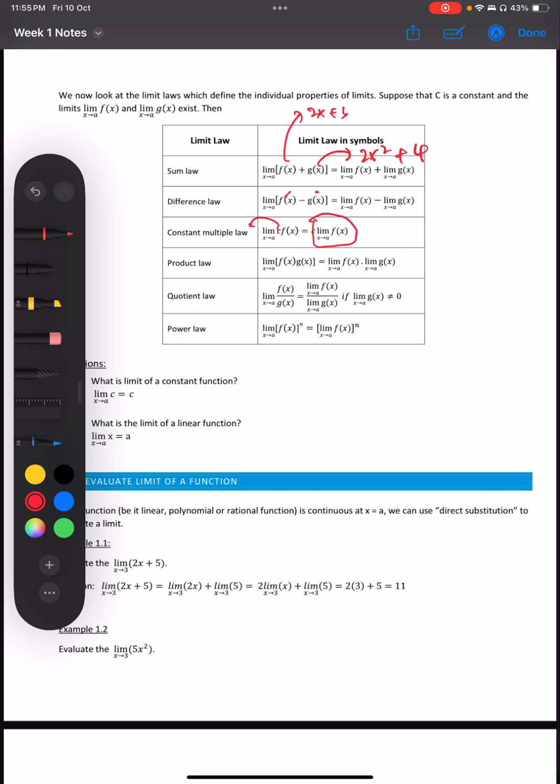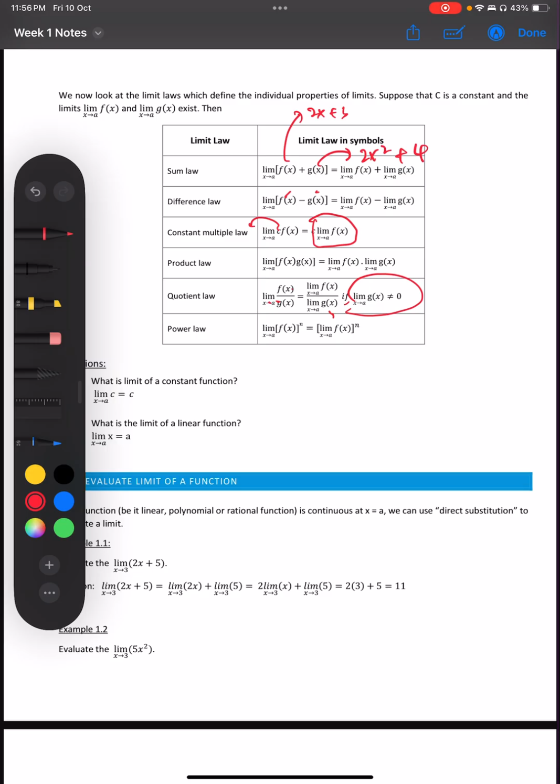Product law means that you have two functions here, f(x) and g(x). This one can also be separated, meaning the limit of f(x) as x approaches a, you do it first, and then multiply with the limit of g(x) as x approaches a. Quotient law: let's say the limit as x approaches a of f(x) divided by g(x), you can separate it this way, only if the bottom part is not equivalent to 0.